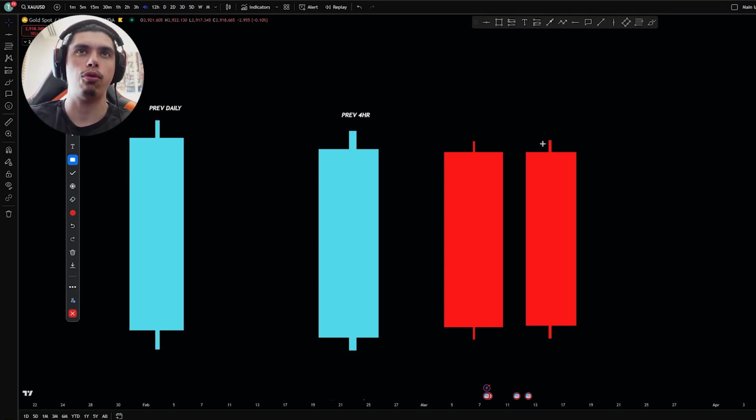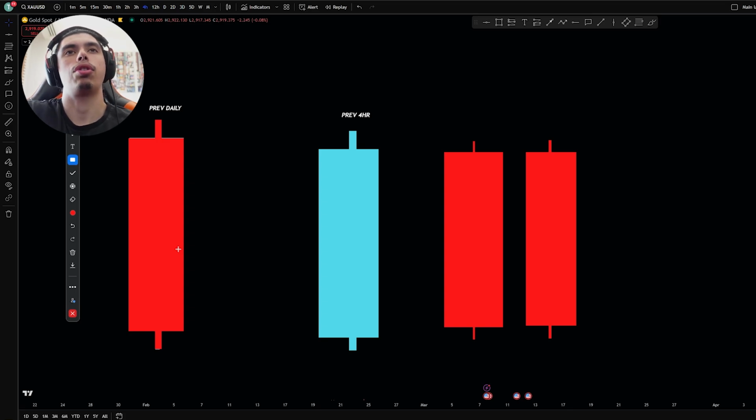Previous daily bullish, previous 4-hour bullish, my session only buys. Previous daily bearish, previous 4-hour bearish, my session only sells. But what if one of them is mixed? What if previous daily is actually bearish and previous 4-hour is bullish? Aha, that's tricky now, because now we have something called a mixed bias, right?